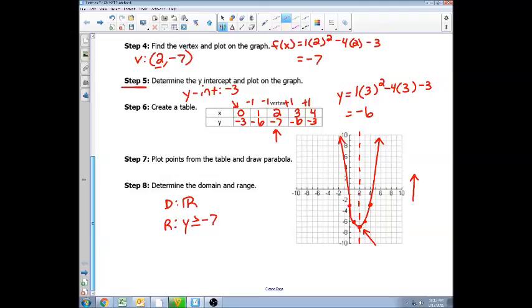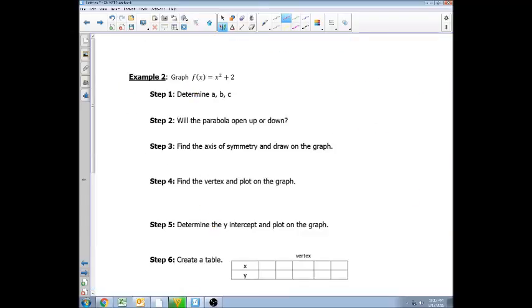All right, let's move on to example number 2. It's going to be the exact same steps every single time. So if you get into this flow, into this system, then you will understand how this works. Remember what I said early in the video, that if I do not have a b value or a c value, then I want to go ahead and put those in. So I'm going to rewrite that equation as f of x is equal to 1x squared plus 0x plus 2.